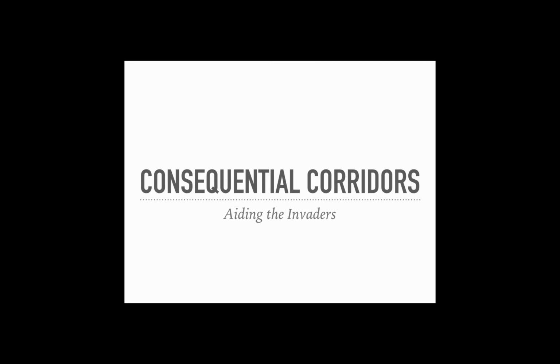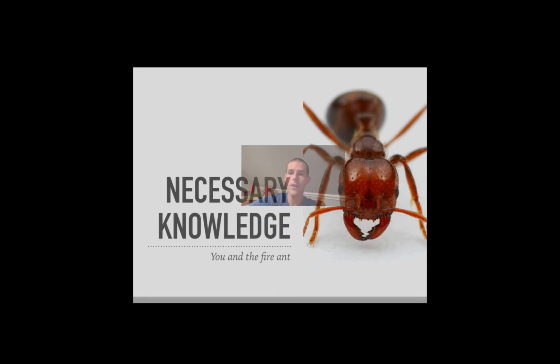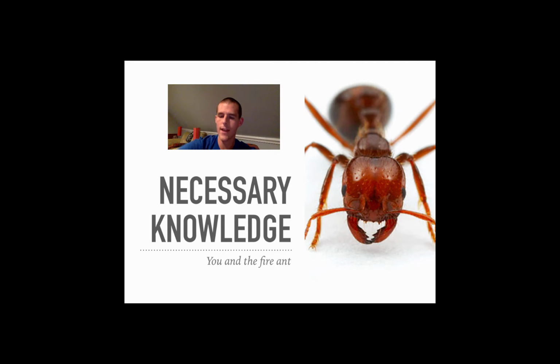My name is Mr. Kite, and I'll be hanging out with you today as we talk about consequential corridors, or eating the invaders. The invader we care about today is the red invasive fire ant. We're going to talk a little bit about this guy today.